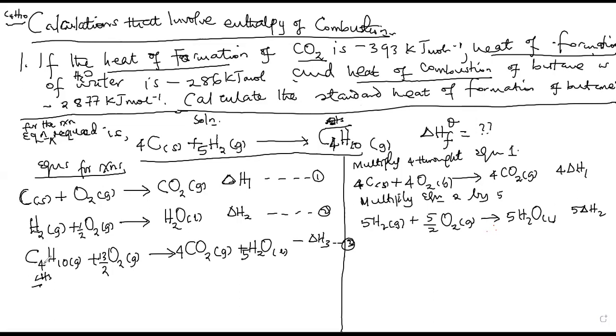We just interchange the equation. We bring the products to the side of the reactants, and we bring the reactants to the products, so that what is on the right-hand side in the required equation should be on the right-hand side when we are generating these equations. So we shall interchange equation 3, meaning we shall have 4 carbon dioxide molecules plus 5 water molecules.